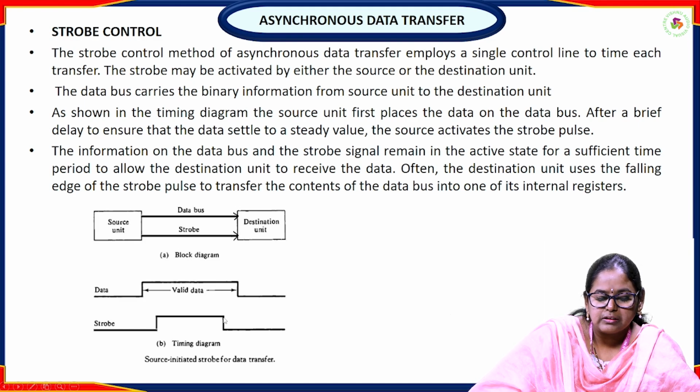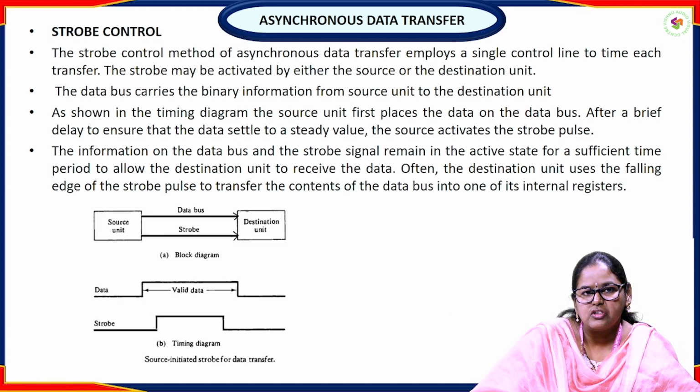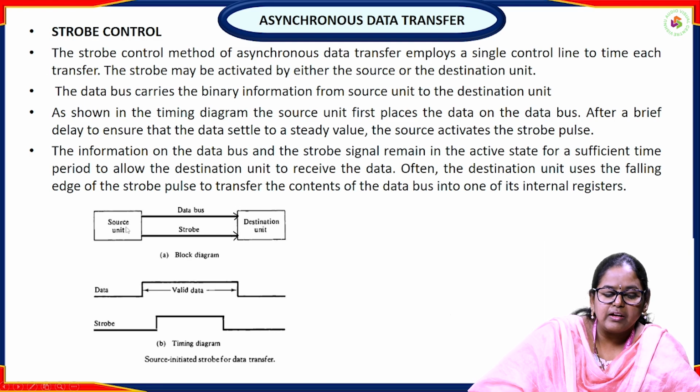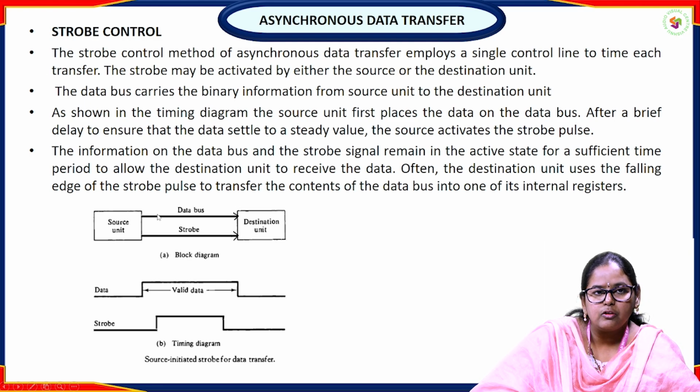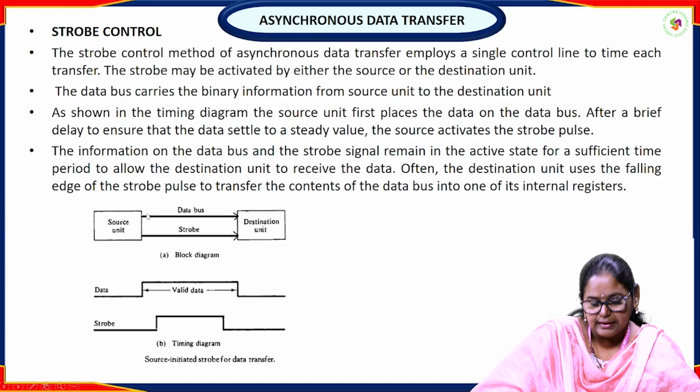After that the source unit disables the strobe. Disabling the strobe is specified by the falling edge of the timing signal, and next the source invalidates the data which is placed over the data lines. That is also shown through the falling edge of the pulse there. Okay, this is about the source initiated handshaking, where the source is saying to the destination that it has placed valid data over the data lines.